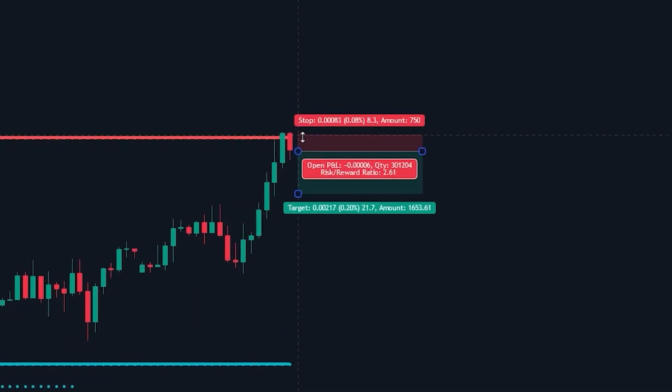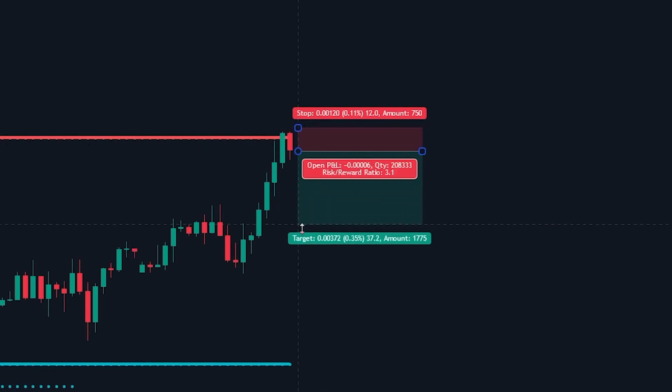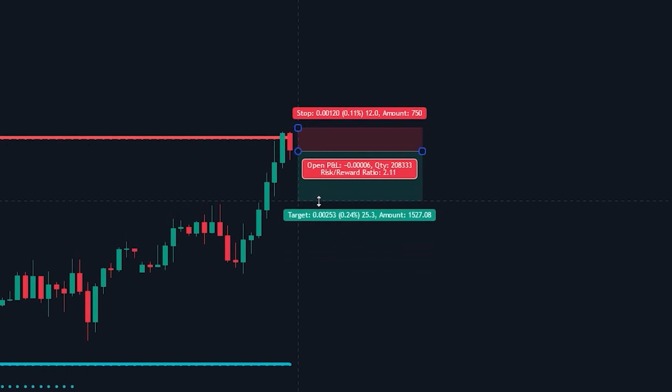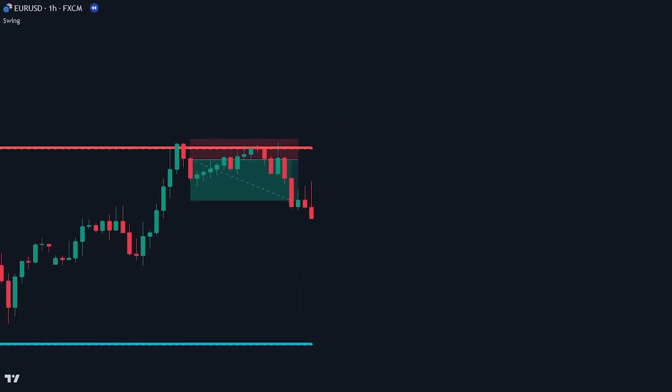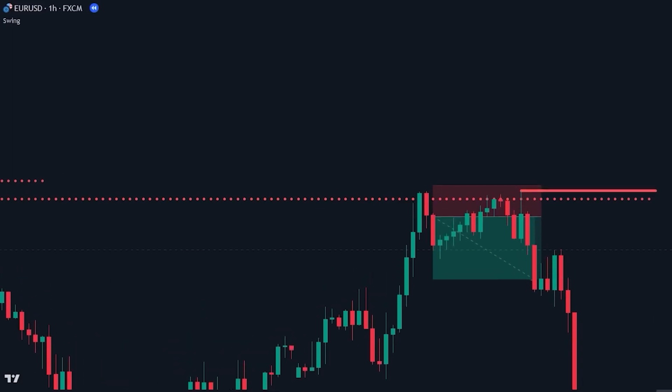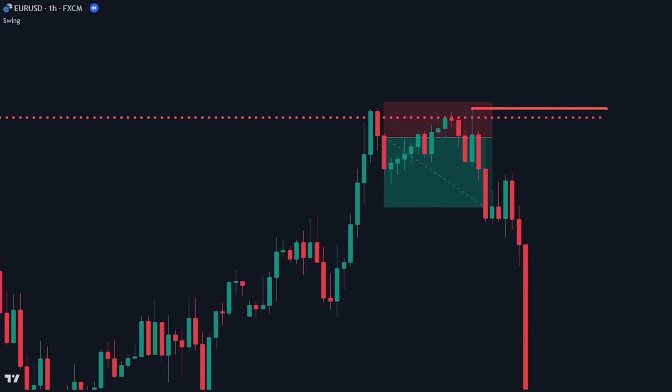We will be placing the stop loss just above the recent resistance level. For the take profit, we will be targeting a 2 times risk to reward ratio. Now let's see how the trade plays out. Keep in mind to always validate the support and resistance levels before considering them.